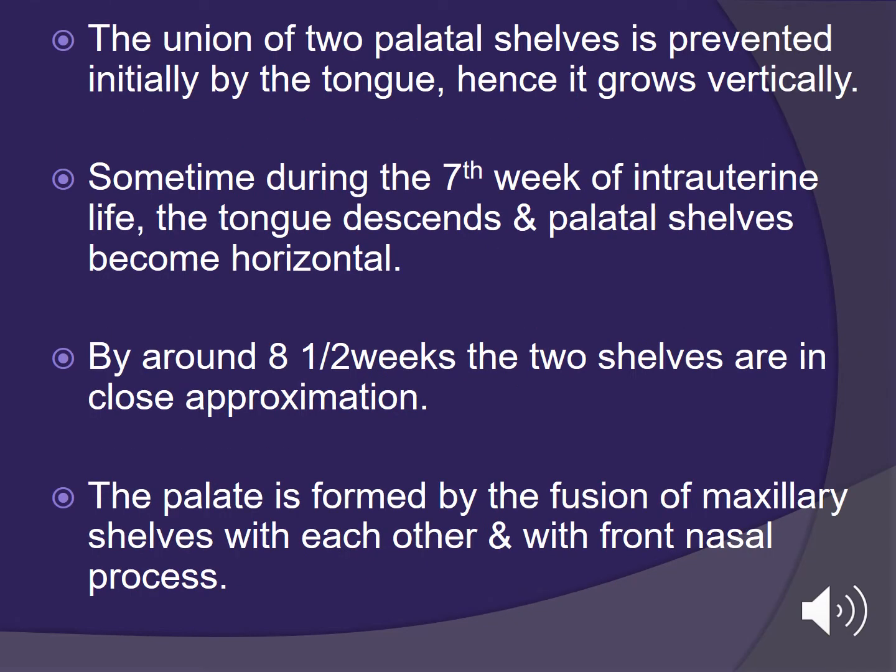The union of two palatal shelves is prevented initially by the tongue, hence they grow vertically. Sometime during the 7th week of intrauterine life, the tongue descends and the palatal shelves become horizontal. By around 8.5 weeks, the two shelves are in close approximation. The palate is formed by the fusion of maxillary shelves with each other and with the frontonasal process. So any disturbance in this process will result in cleft lip and palate.